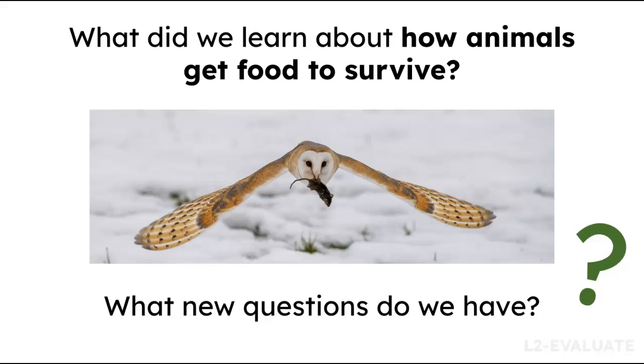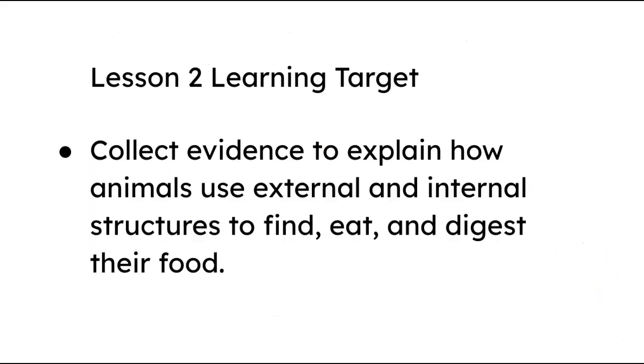To support student sense-making across the unit, you'll orient them back to the driving question board. You'll ask, what did we learn about how animals get food to survive? And what new questions do we have? By the end of this lesson, students will have collected evidence to explain how animals use external and internal structures to find, eat, and digest their food. In Lesson 3, students will investigate how animals use structures to detect and avoid danger.